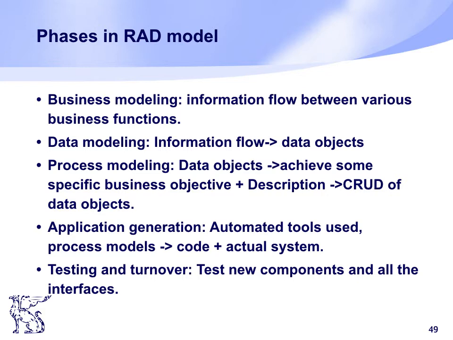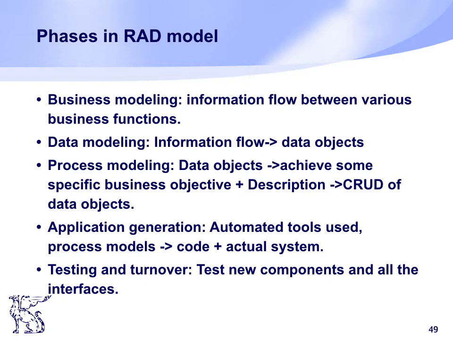The next phase is process modeling. The data objects defined in the data modeling phase are converted to establish the business information flow needed to achieve specific business objectives as per the business model. The process model for any changes or enhancements to the data object sets is defined in this phase. Process descriptions for adding, deleting, retrieving, or modifying a data object are also given in this process modeling phase.